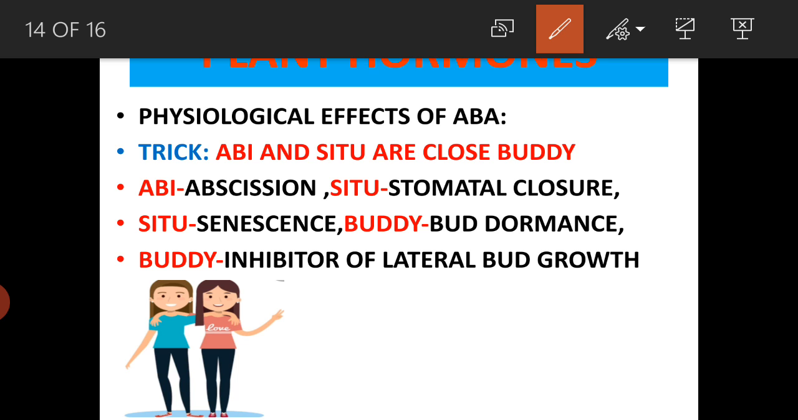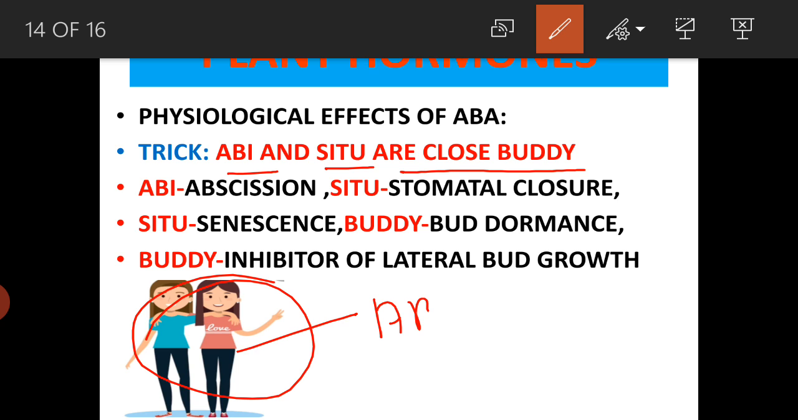To remember the physiological functions of abscisic acid, the tip and trick here is: Abhi and Sintu are close buddies. You can see these two girls. One is Abhi and another one is Sintu. Here Abhi stands for abscission. Abscission is separating the leaf, flower and fruit from the plant. That process we call abscission. This abscission is brought by abscisic acid and ethylene also.